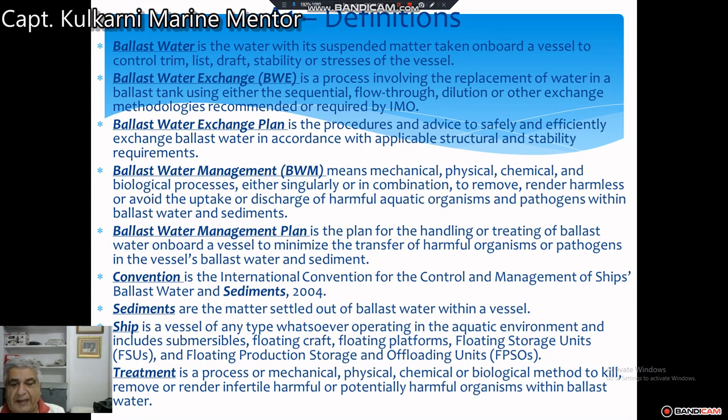Treatment is the process or mechanical, physical, chemical or biological method to kill and remove or render infertile, harmful or potentially harmful organisms within the ballast water.